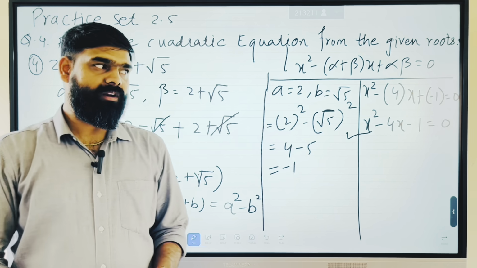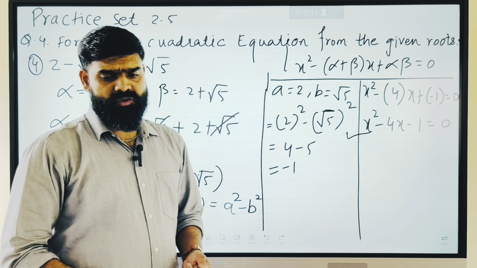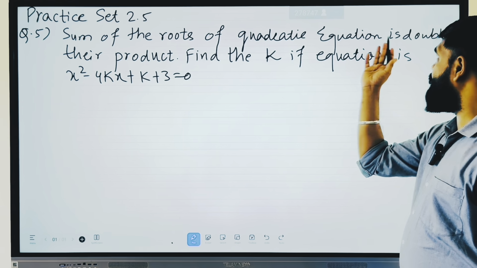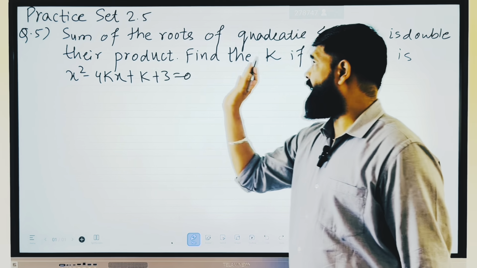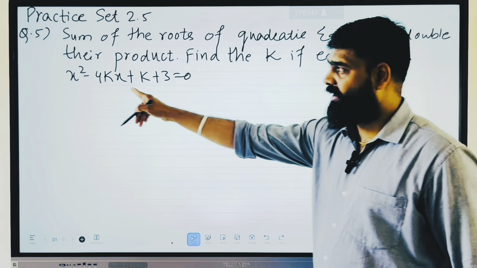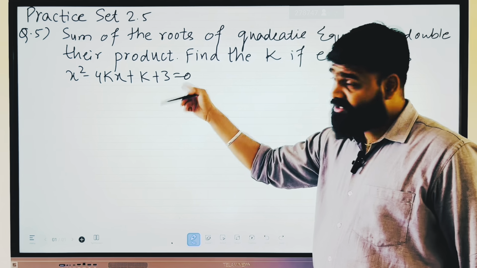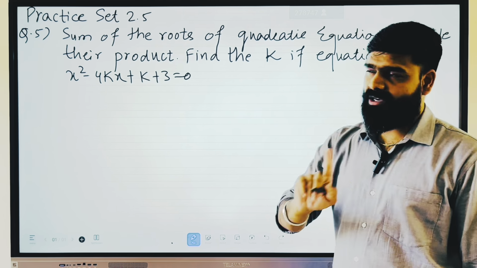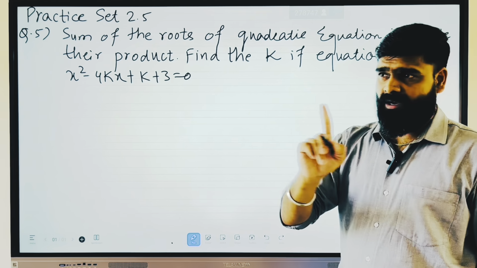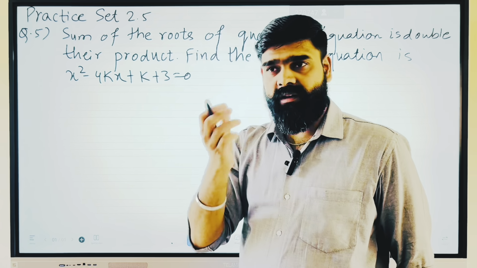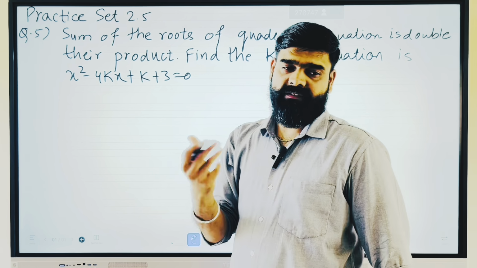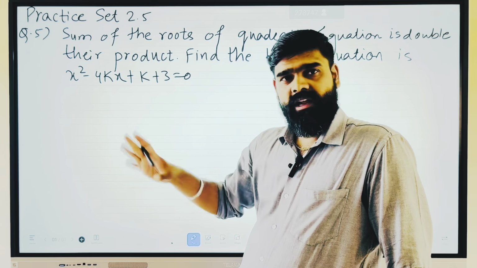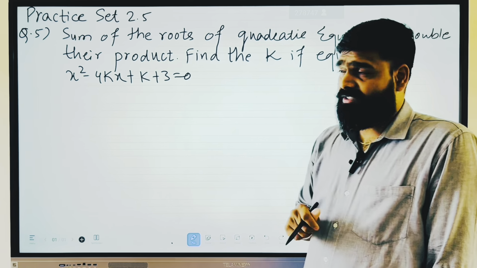Now we are going to solve question number 5. In number 5, the sum of the roots of a quadratic equation is double their product. Find k if the equation is x square minus 4k x plus k plus 3 is equal to 0. In this case we have one statement. We will use this statement to get one equation, and after that we will put the values of alpha plus beta and alpha into beta into that equation, and we will get our value of k.